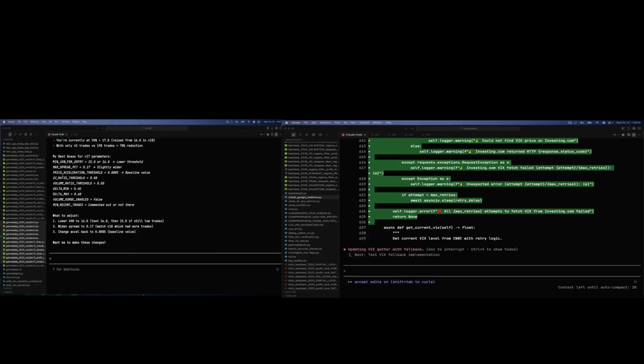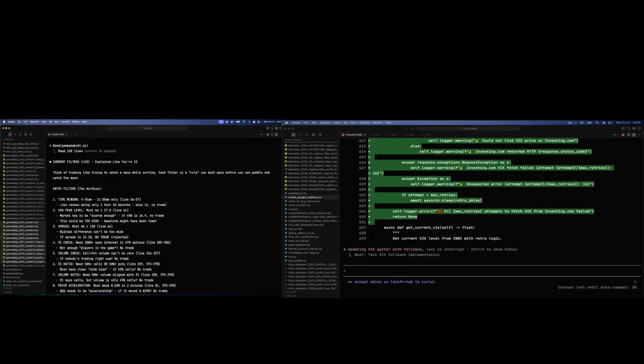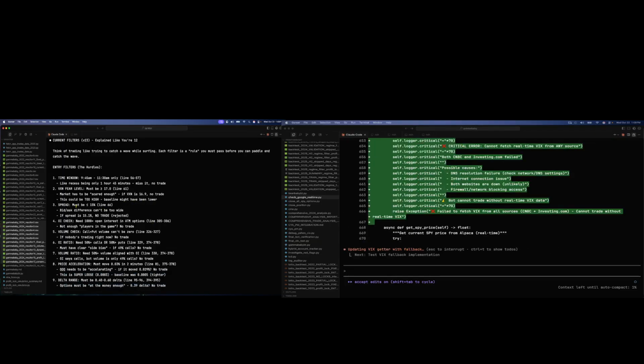Okay. So we have the time windows, like the session has only been open for 1 hour and 45 minutes. Make it, miss it, or no trade. The fear level must be 17. Market has to be scared enough. If VIX is 16.9, no trade. This could be too high. The baseline might have been lower. The spread must be less than 15%.